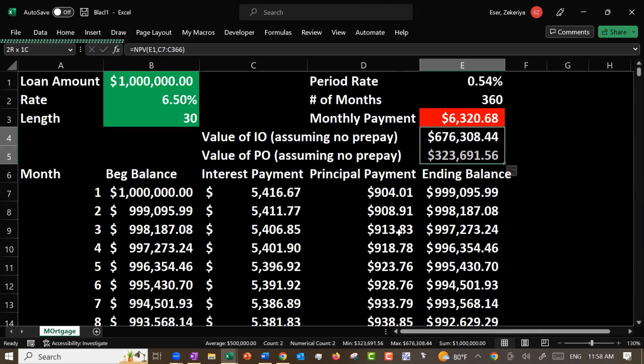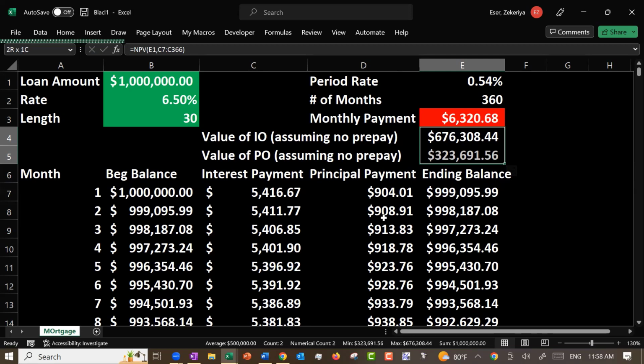Suppose you bought the IO portion of this one and they paid off everything after the first month. You just collected $5,400 and that's it. But you paid $676,000 for it. If you bought the PO portion, you paid only $323, but you collected $1 million after just 1 month instead of over 30 years.